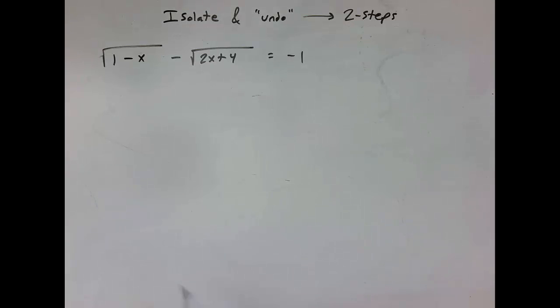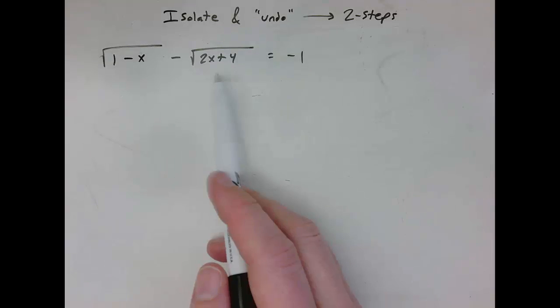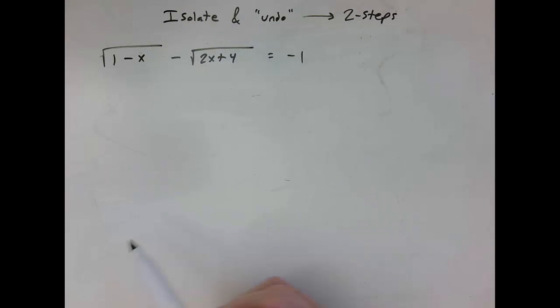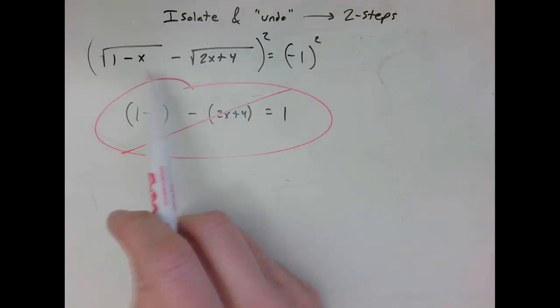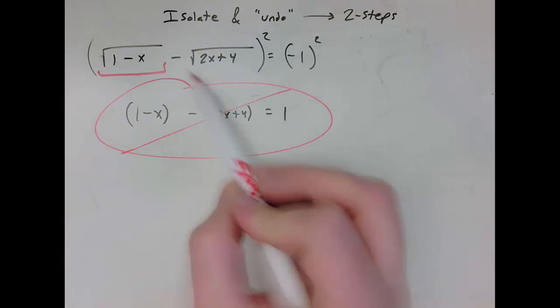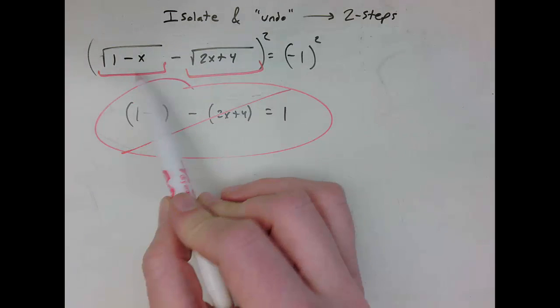So what about a problem like this? I've got a root and another root and a number. The number one way to misunderstand how to solve this would be thinking, okay, I'm going to square both sides to undo. This is not algebraically legal. You can't square an expression with 2 terms and square each of the terms separately.